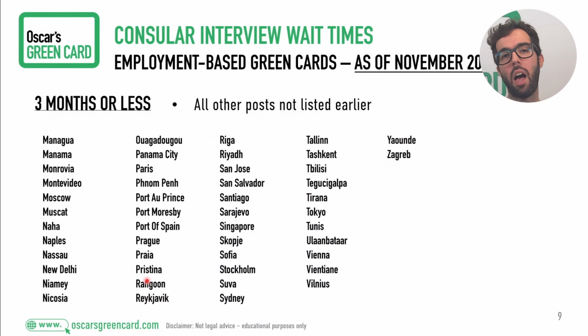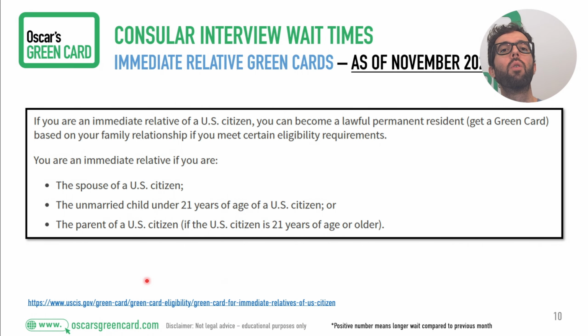Well, thank you, Marina. And we go back to our screen to immediate relative green cards as of November 2025. And an immediate relative is a spouse of a US citizen, the unmarried child under 21 years of age of a US citizen, or the parent of a US citizen if the US citizen is 21 years or older.